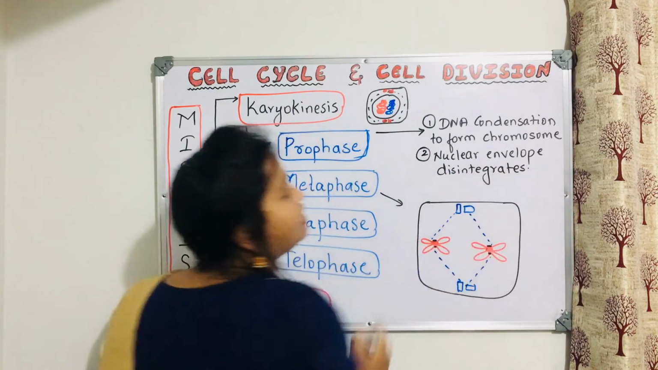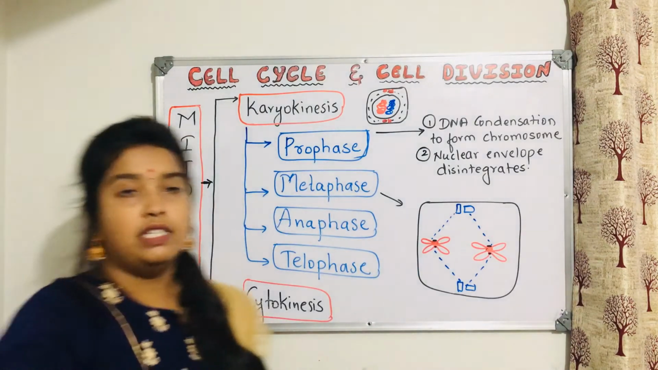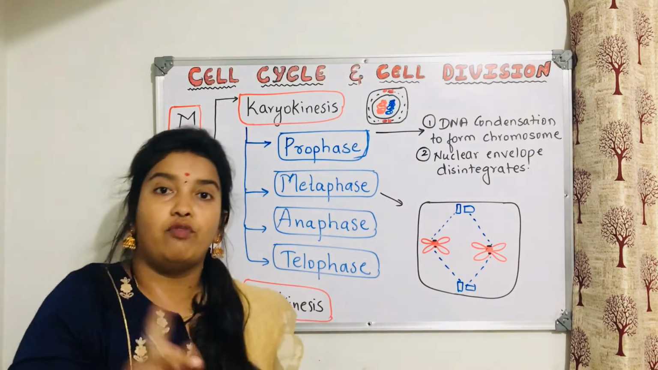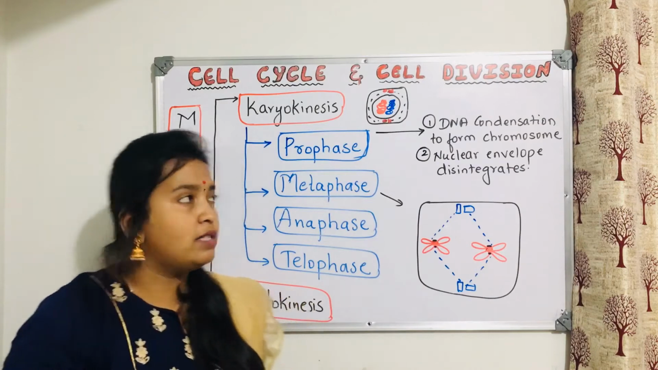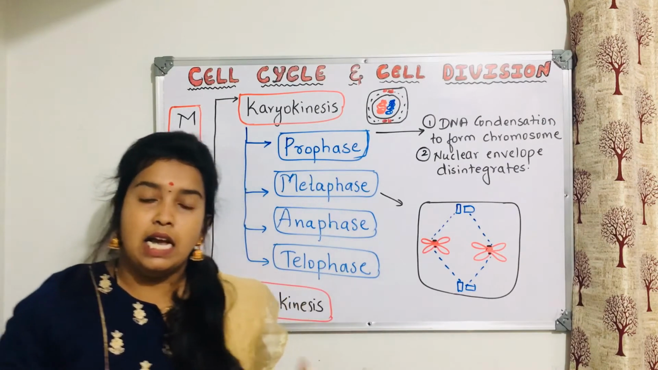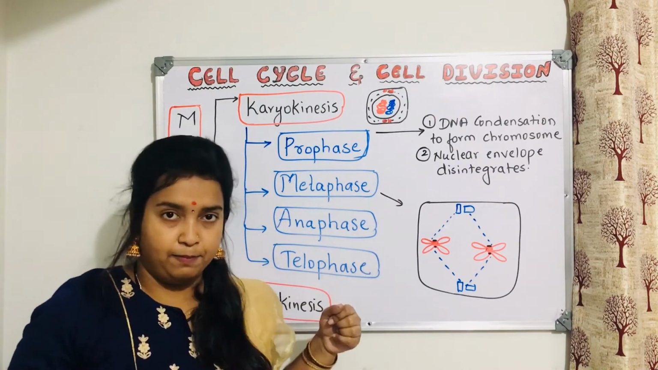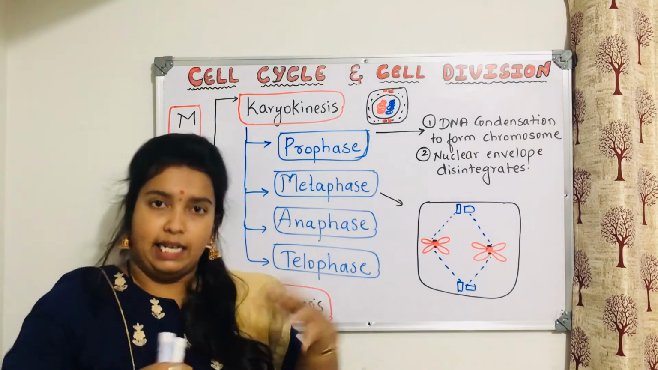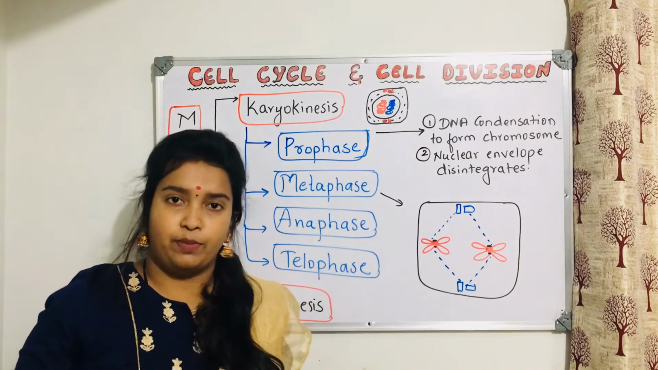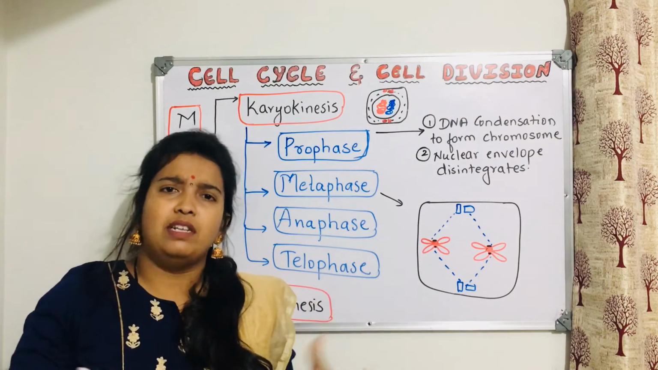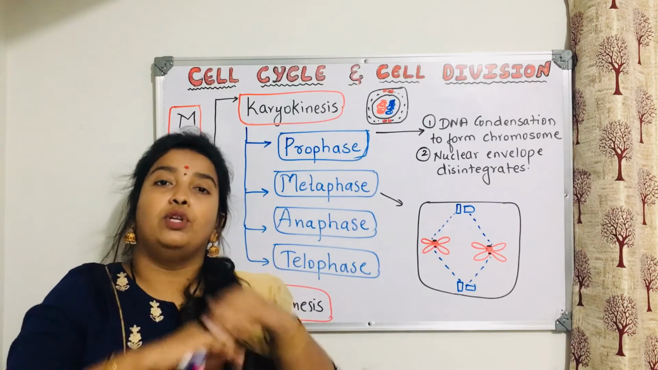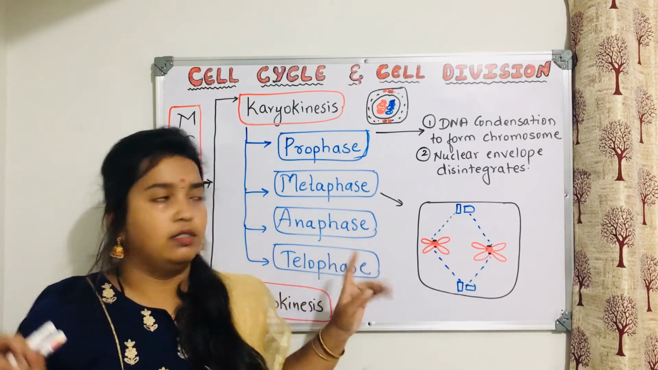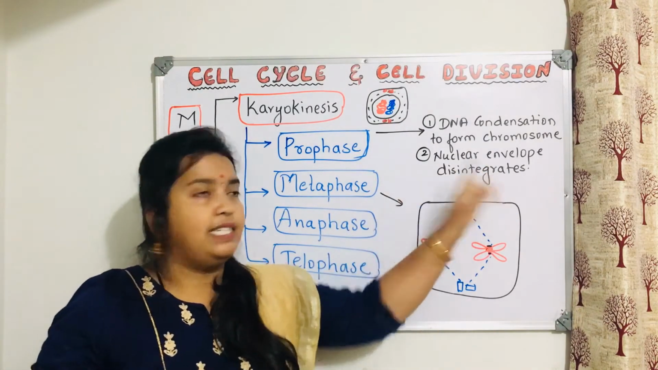Are you trying to understand what happened? The first thing is DNA condensed to form chromosome. Why? Because prophase is a preparatory phase. It is preparing for metaphase. So DNA got condensed to chromosome. Second thing, chromosome needs more space. If the nuclear envelope is present, then more space is not provided. So the nuclear envelope is removed. That is, the nuclear envelope disintegrates.